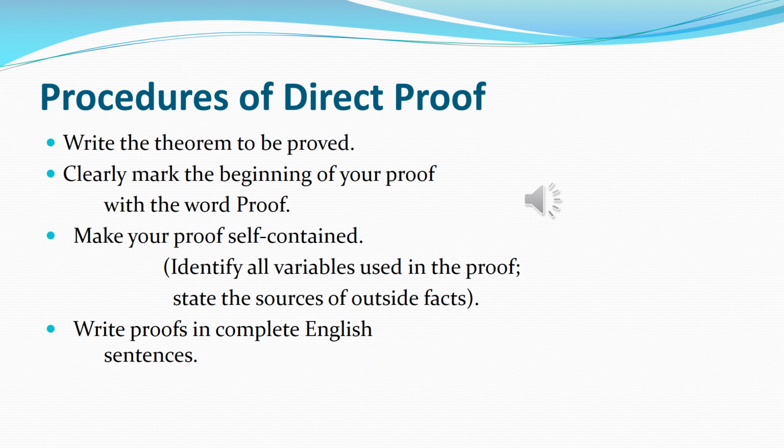So, procedures of direct proof. If you want to use direct proof to prove a theorem, the first thing is you write the theorem to be proved. Clearly mark the beginning of your proof with the word proof. Make your proof self-contained. Identify all variables used in the proof. State the source of outside facts. Write proofs in complete English sentences.